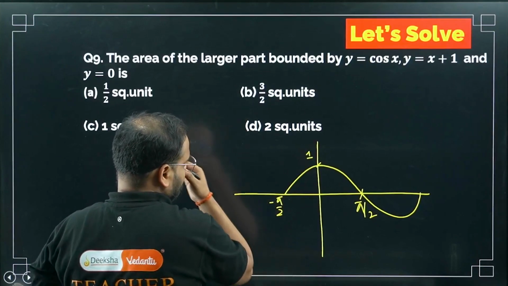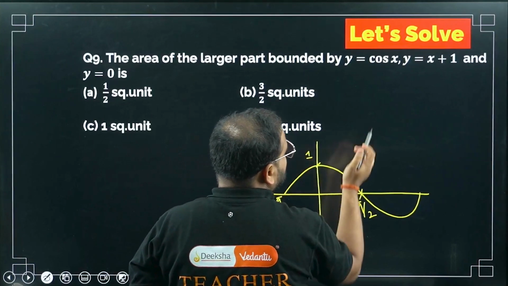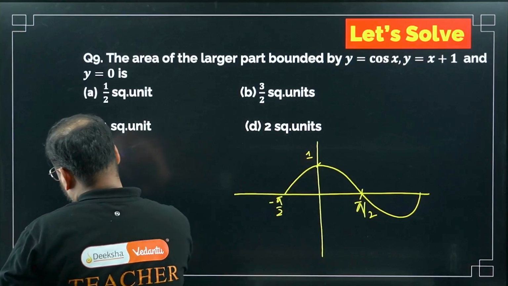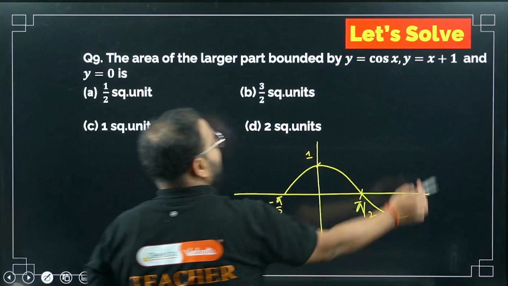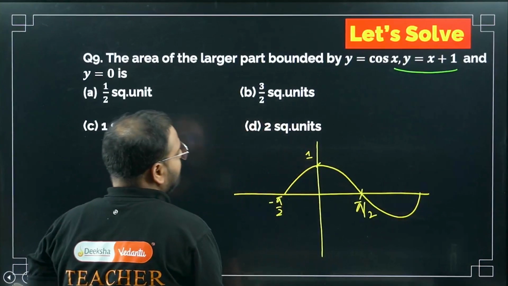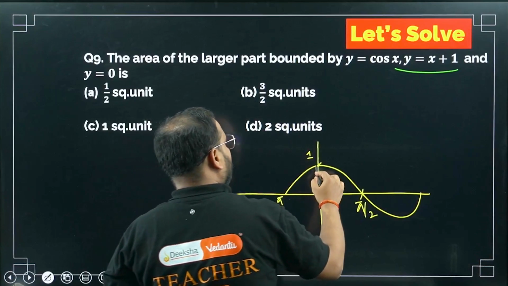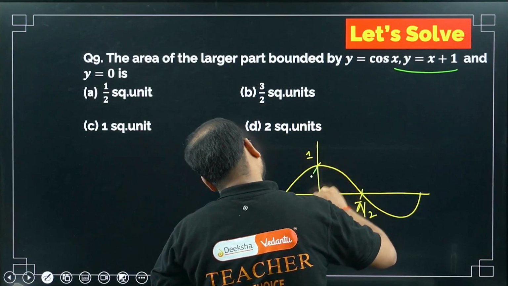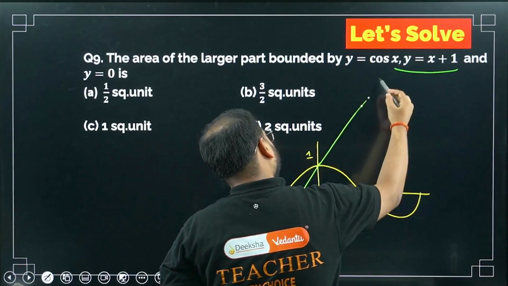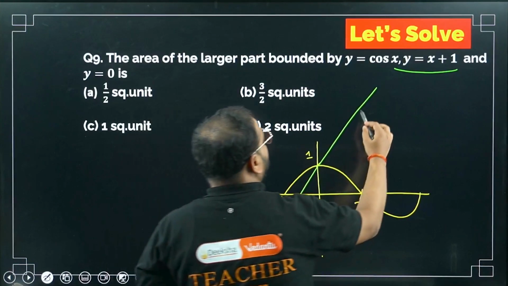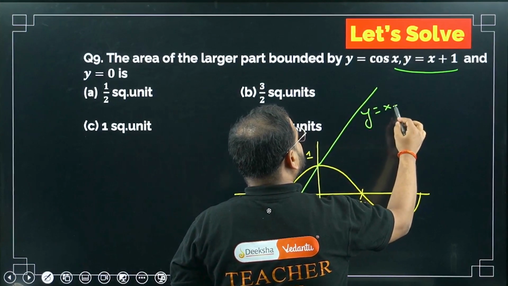Okay. Now, so the cos is drawn. x plus 1, the graph y equals x plus 1, this value. How will that look like if you remember? When x is 0, y is 1. So, it will go from here. Something like this, bacha. Right? What is this curve? y equals x plus 1.